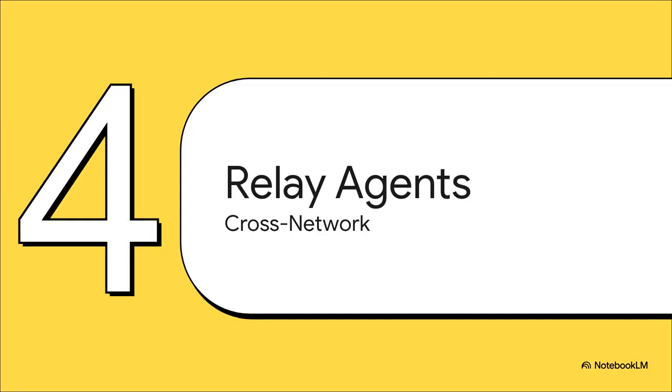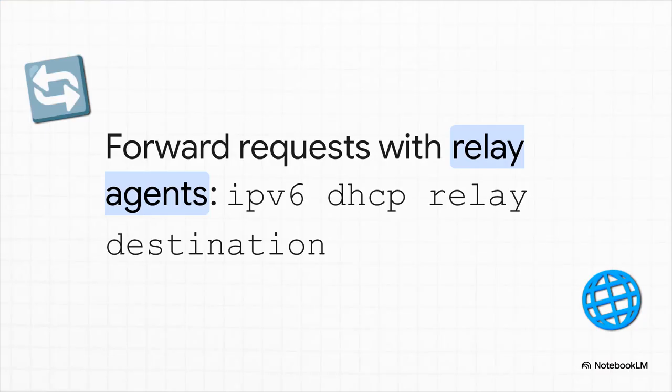Section 4. DHCPv6 Relay Agents. Moving on, we really need to address a super common real-world scenario. What on earth do you do when the DHCPv6 server sits on an entirely different network than your clients? Because let's be real, enterprise networks don't usually put a DHCP server on every single VLAN, they centralize them. But routers naturally block broadcast or multicast DHCP discovery requests from crossing over network boundaries.